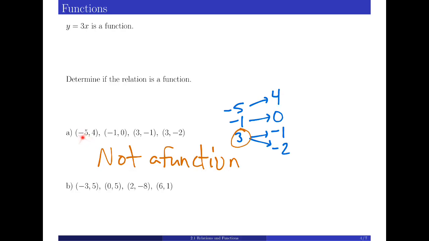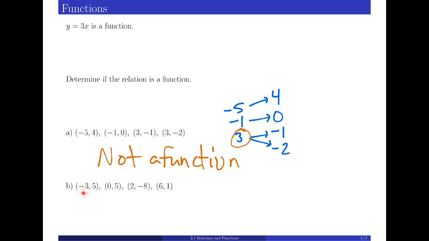A shortcut is to just look at and see, do we have anything repeating in the domain? Do we have any repeated x's? We have -5, -1, 3, and then 3 again. So that would tell us, hey, we have an input going to multiple outputs, so that is not a function.